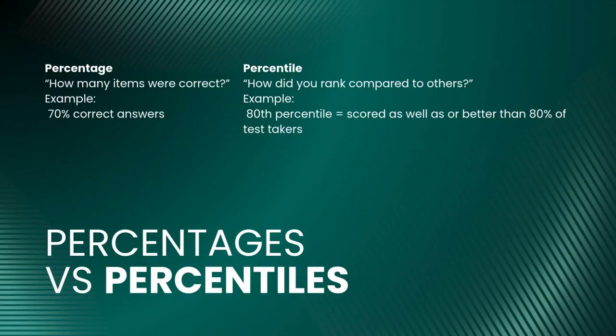Here's another example. So imagine you are watching the NFL draft combine. If a player runs faster than 90% of athletes, they are in the 90th percentile for speed. That does not mean that they completed 90% of the race. It means that they ranked higher than most people. Percentiles are about relative standing.